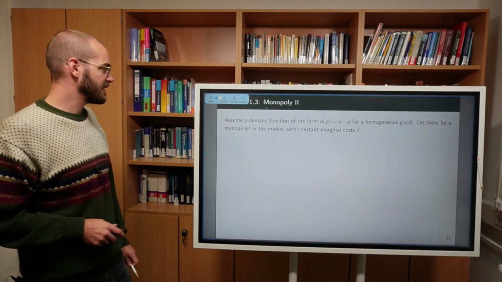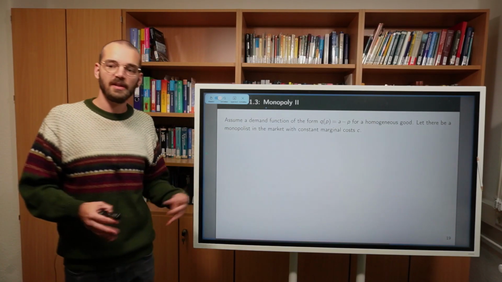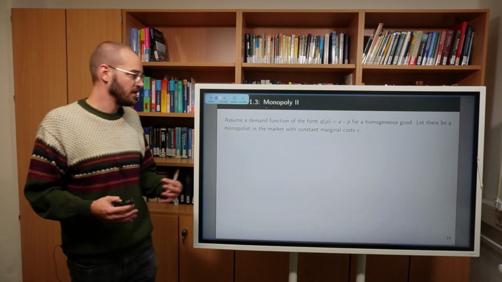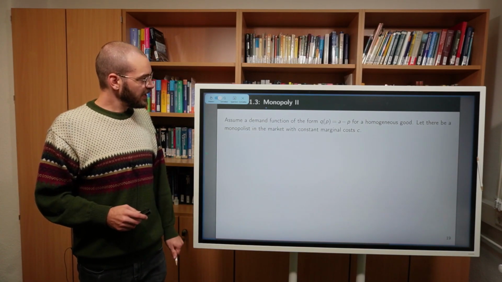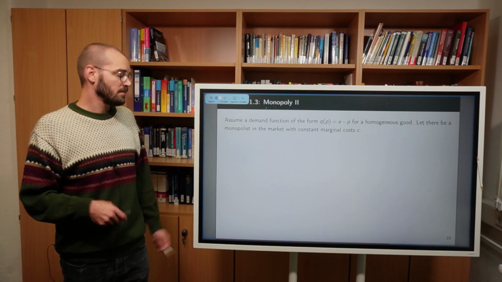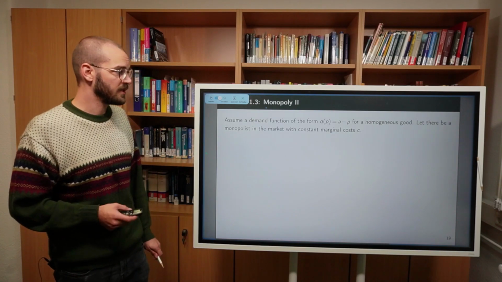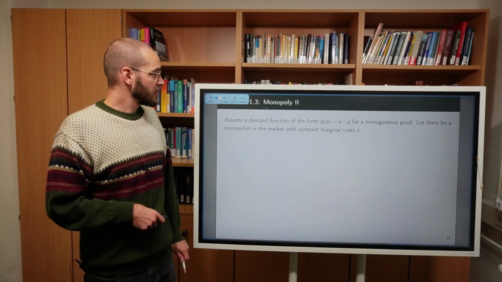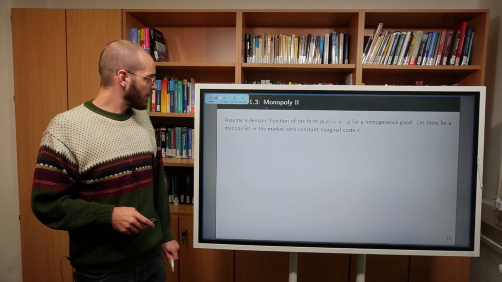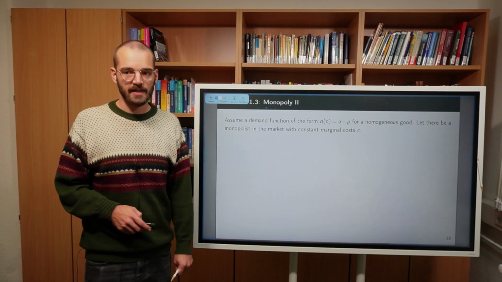In this exercise we are first asked to assume a demand function which is written in general terms, so it reads Q of P, so quantity as a function of price, equals A minus P for some homogeneous good. We are then asked to assume that there will be a monopolist in the market with constant marginal costs denoted as lower case C.